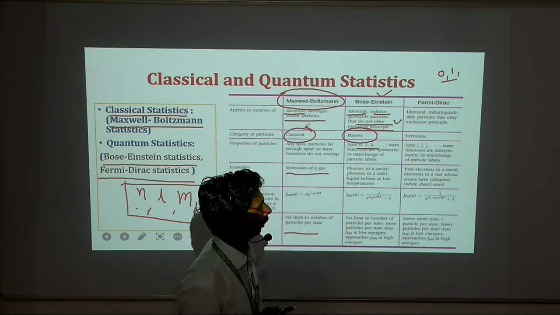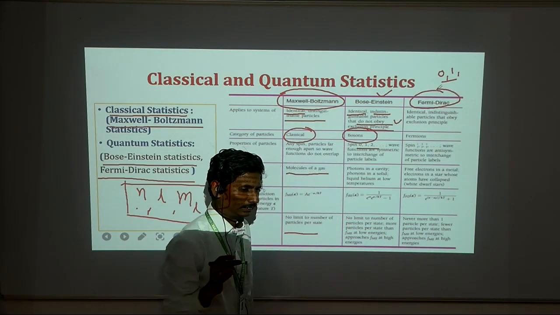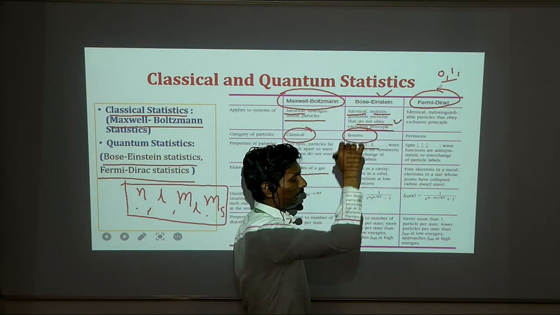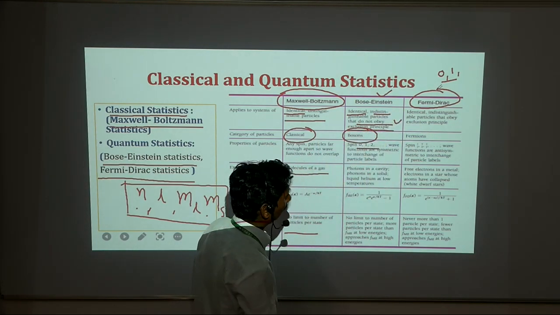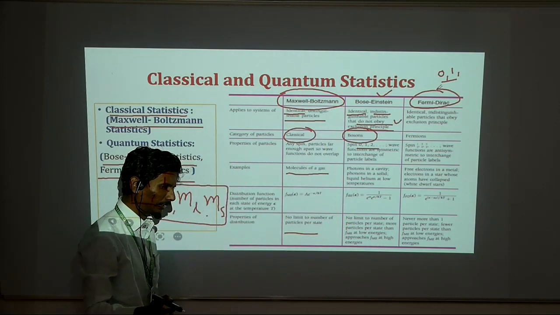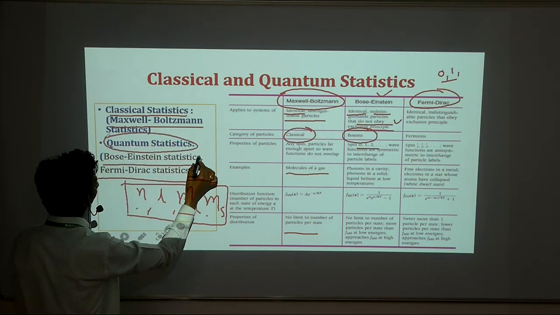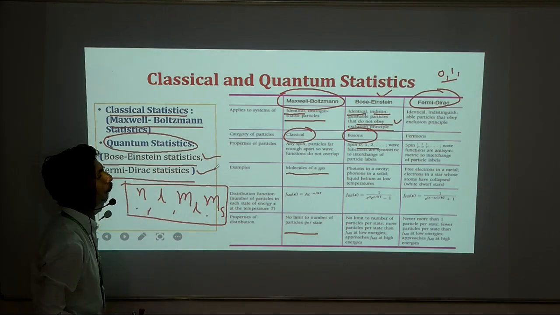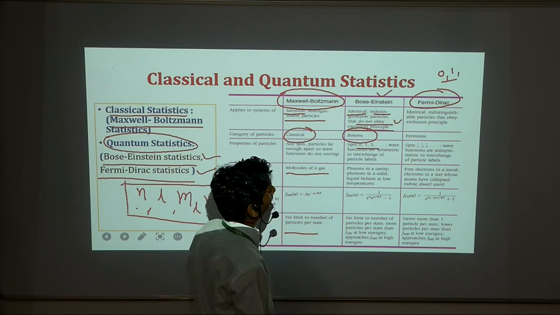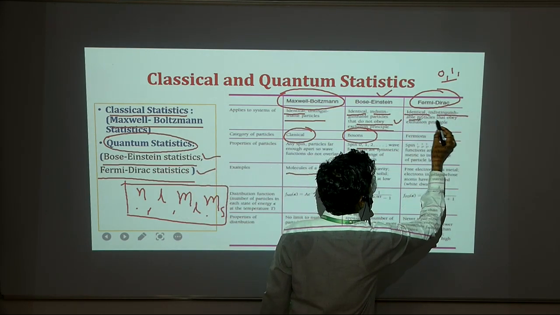And the last one is the Fermi-Dirac statistics. Remember that these three are different statistics, but we are considering Maxwell-Boltzmann as the classical statistics, while for quantum statistics we consider Bose-Einstein and Fermi-Dirac. Then what is the difference between Bose-Einstein and Fermi-Dirac? In both, the particles are identical and indistinguishable.